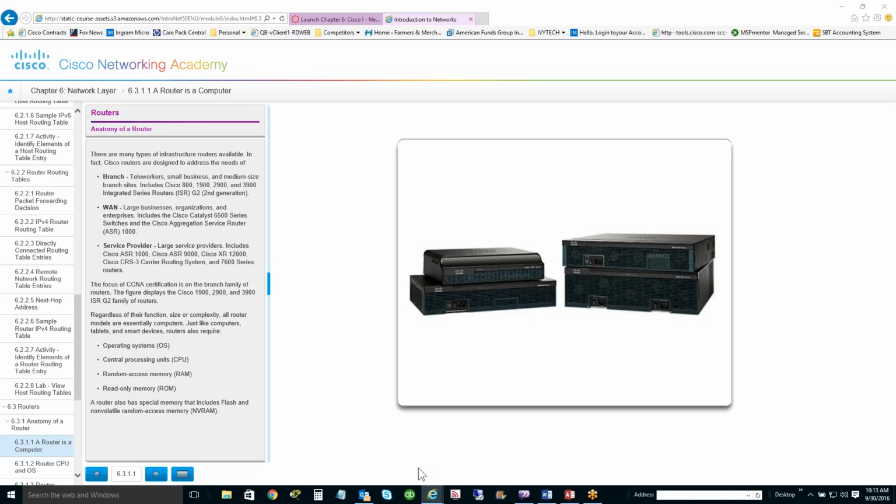Okay, and then in 6.3 we talk about the anatomy of routers, the physical device itself. Essentially the router is a computer. It has an operating system. It's got a CPU in it. It has to have a certain amount of RAM and a ROM as well. And also a router has special memory that includes flash and non-volatile random access memory, or NVRAM, which is basically RAM that contains data that doesn't get destroyed when the device gets turned off.